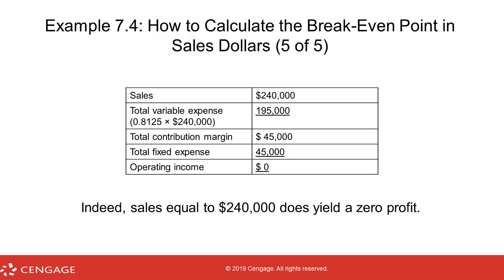We figured out our break-even sales point is $240,000 in sales. Our total variable expenses, that's 0.8125 times $240,000. That's $195,000. $240,000 minus $195,000, that's $45,000. That's our total contribution margin. Our total fixed expenses were $45,000. $45,000 minus $45,000, operating income of zero. So it checks out that we need to have $240,000 in sales in order to break even.